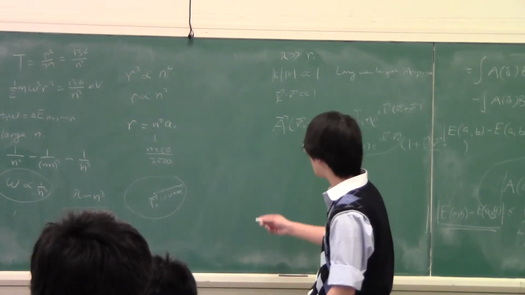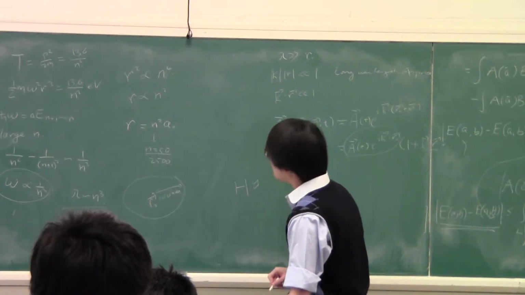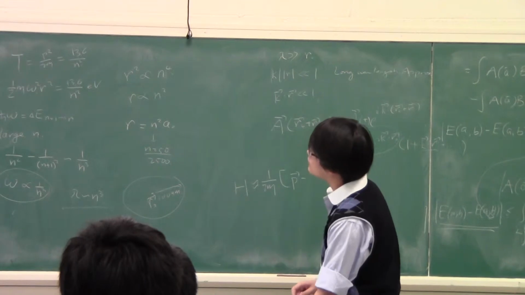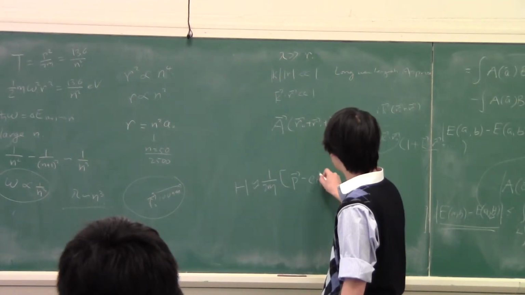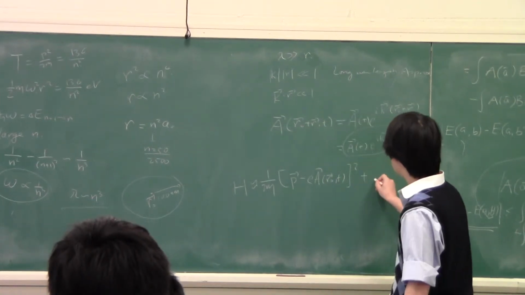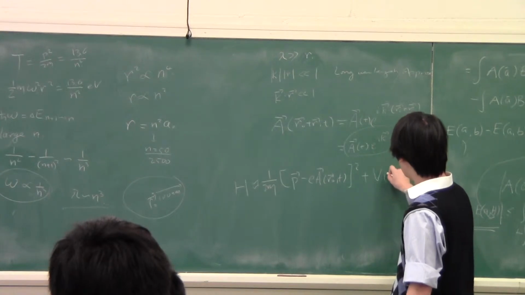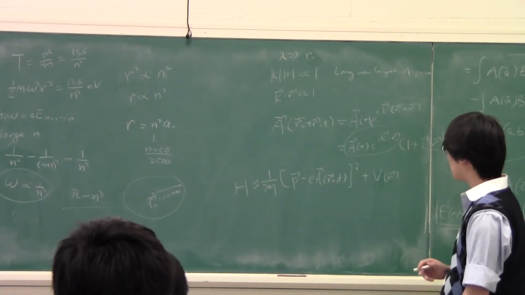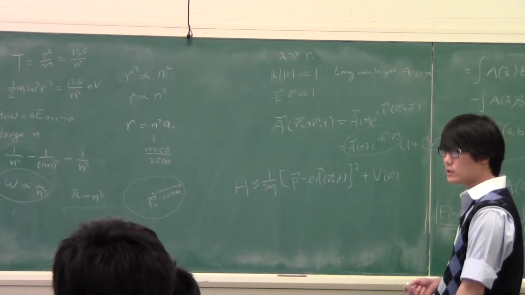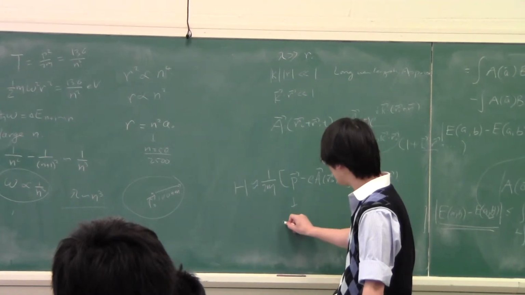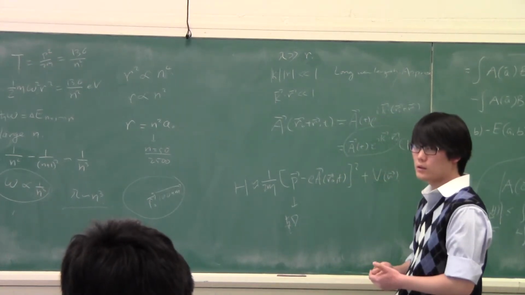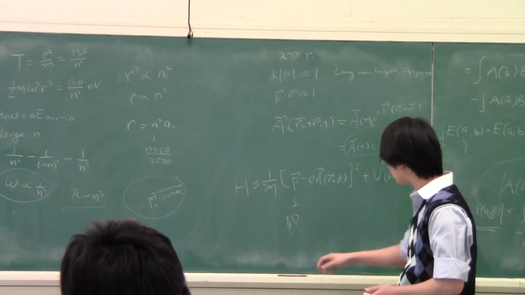Under this approximation, the classical Hamiltonian is roughly equal to (P minus e A at R naught) squared plus the potential. The next step is to turn this into quantum mechanics. Turning this into quantum mechanics tells you that we replace P with h bar over i gradient.